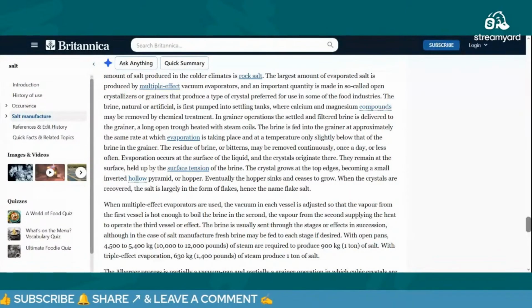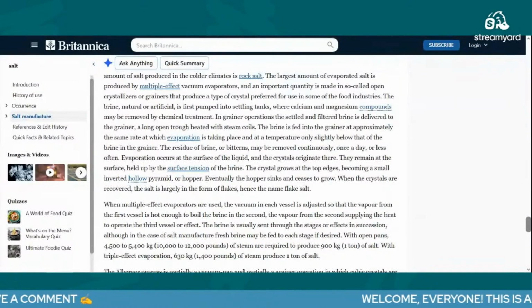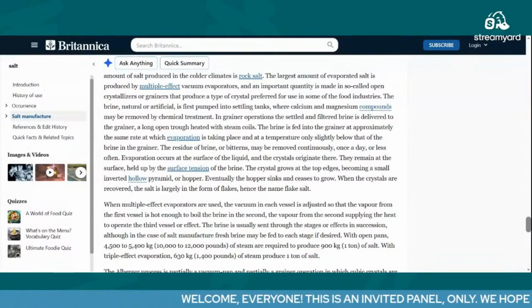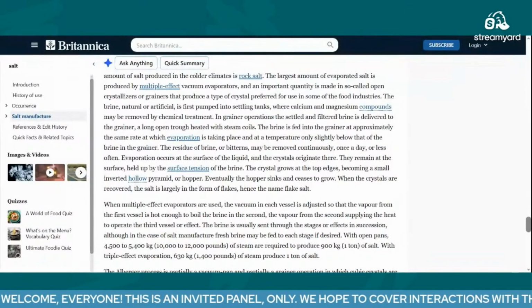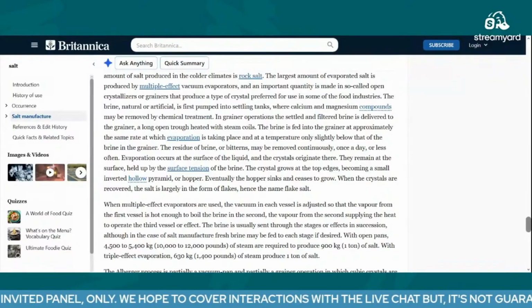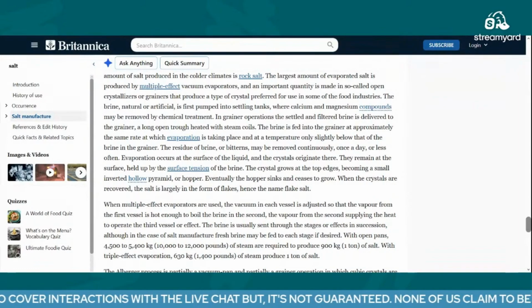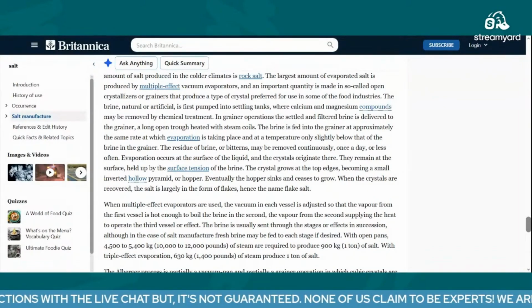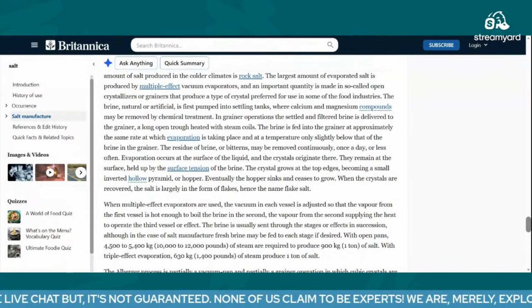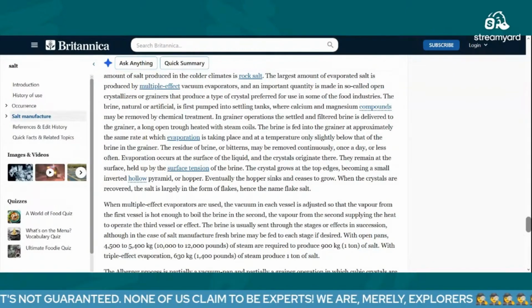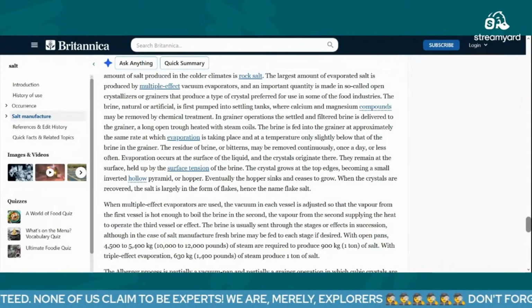Evaporation occurs at the surface of the liquid, and the crystals originate there. They remain at the surface, held up by the surface tension of the brine. The crystal grows at the top edges, becoming a small inverted hollow pyramid, or hopper. Eventually, the hopper sinks and ceases to grow. When the crystals are recovered, the salt is largely in the form of flakes, hence the name flake salt.